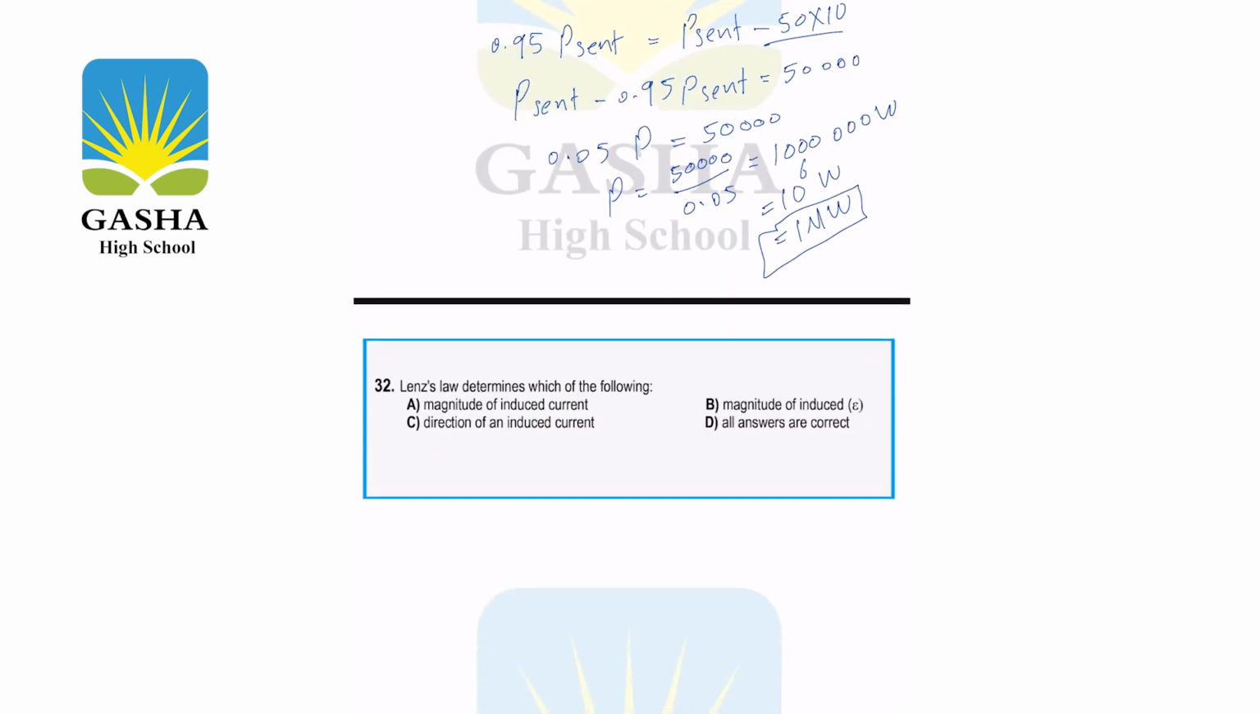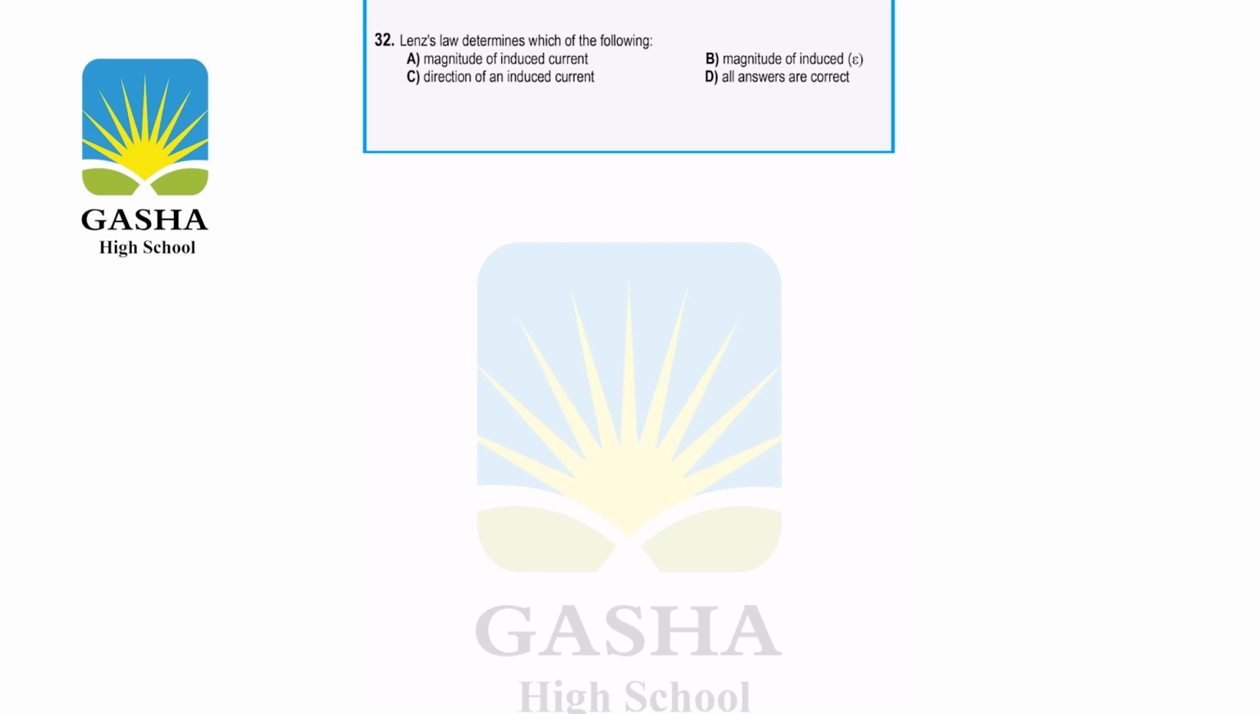Okay, so let's move on to the next question. We have Lenz's law. Lenz's law determines which of the following: magnitude of the induced current, magnitude of induced epsilon, direction of the induced current, or all answers are correct. So magnitude of induced current and magnitude of the induced EMF, we can find by using Faraday's law, but Lenz's law only determines the direction of the induced current. So C is the correct answer.